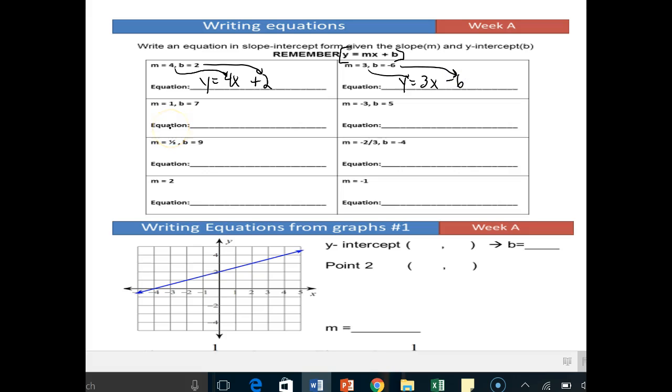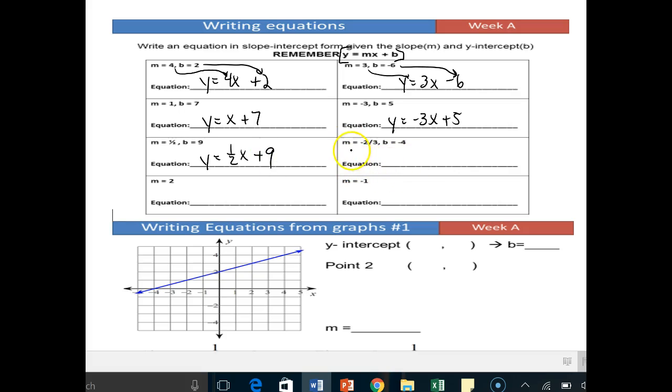Give me the equation where m is 1 and b is 7. So y equals, you could say 1x, but get used to it. They're usually going to just put an x. So y equals x plus 7. Where m is negative 3 and b is 5. That's y equals negative 3x plus 5. What's the equation where the slope is 1/2 and the y-intercept is 9? That's y equals 1/2, you put the fraction out in front, attach it to x, plus 9.